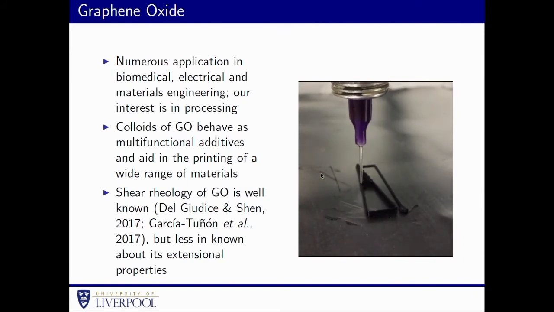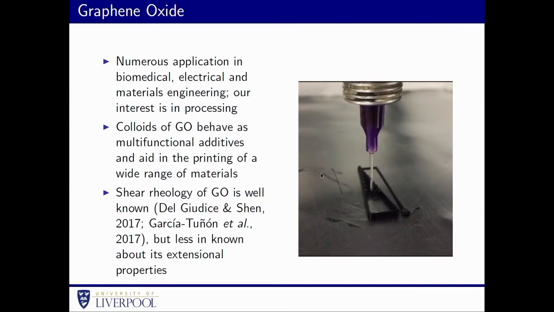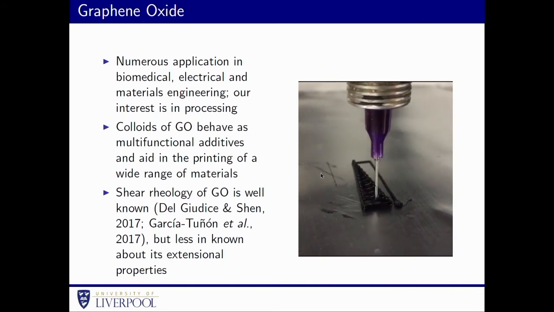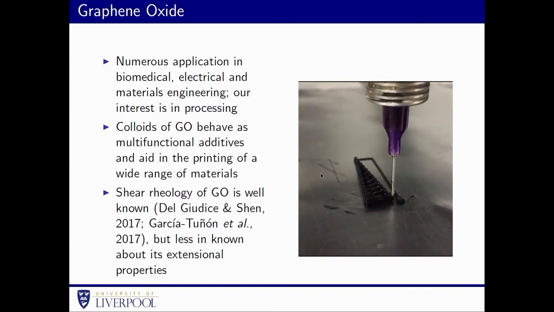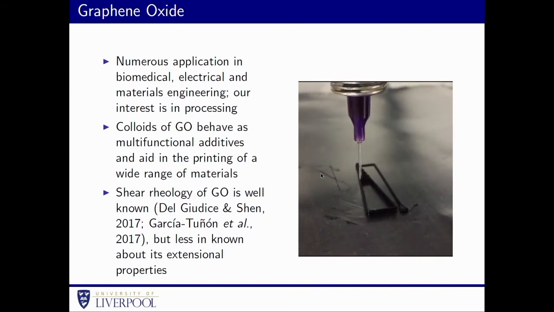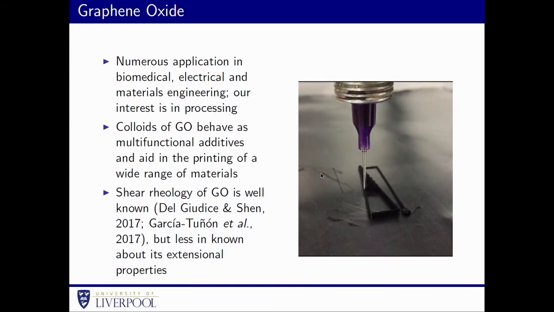Right here we're actually printing just graphene oxide, but at low concentrations. So this is at a concentration of probably about 3 volume%. At much lower concentrations, you can add it to things like ceramics or aluminium oxides and make them printable when they would otherwise be not printable.